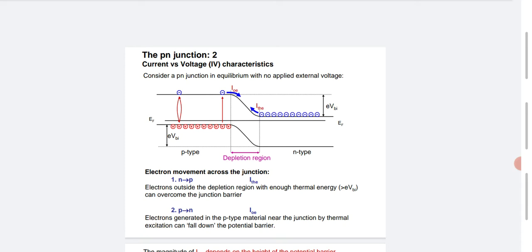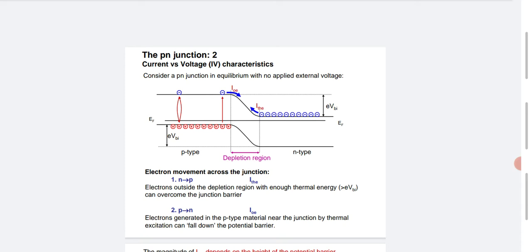Now in the PN junction diode, as we know, by doping a trivalent impurity in a semiconductor, that is a fourth group element, we get the p-type material. And if we dope the pentavalent impurity, that is the fifth group from the periodic table, then we get the n-type material. So the electrons outside the depletion region with enough thermal energy greater than the electron volt barrier potential can overcome the junction barrier.